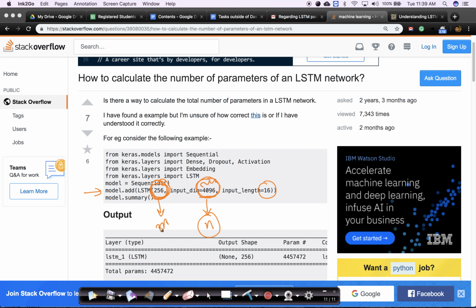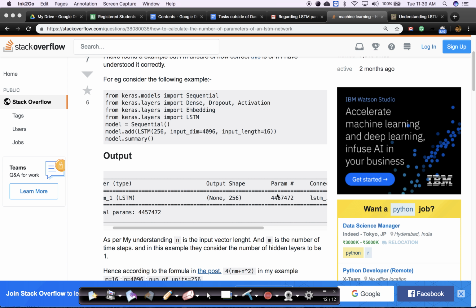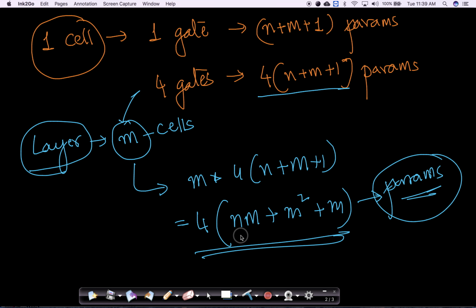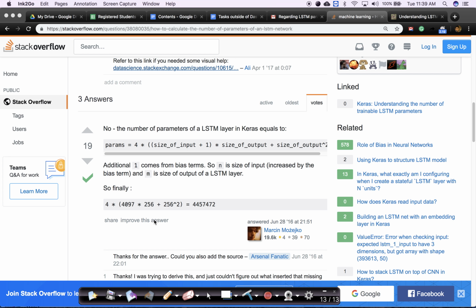Now let's look it up. If you do this in Keras and look at the number of parameters, it says this has roughly 4.457 million parameters. Now how do we arrive at this number? Let's look at the answer. Very simple, very well explained answer. So if you take 4 into, what is the formula that we came across? 4 into nm plus m square plus m. This is your n, this is your m, this is your m square. These are the number of parameters.